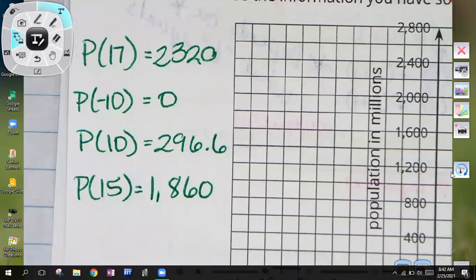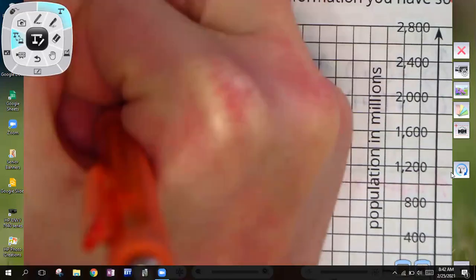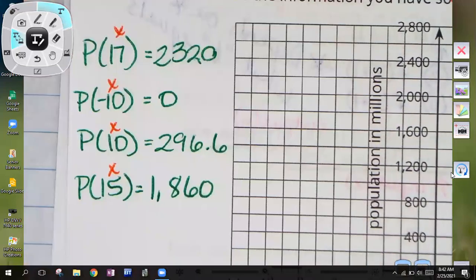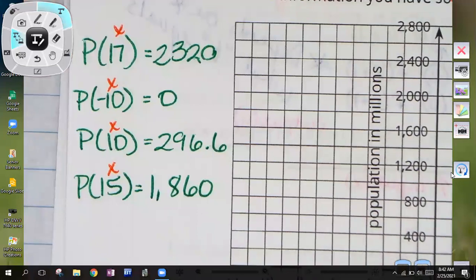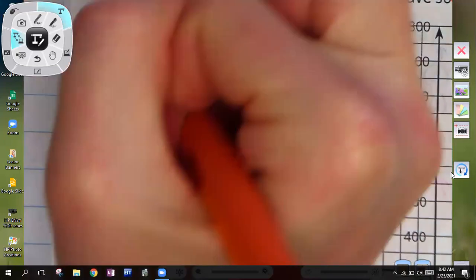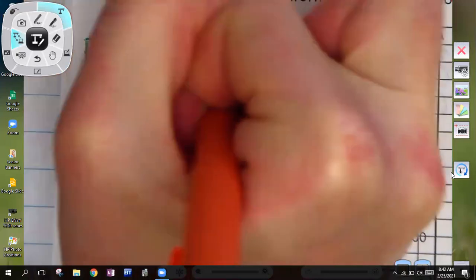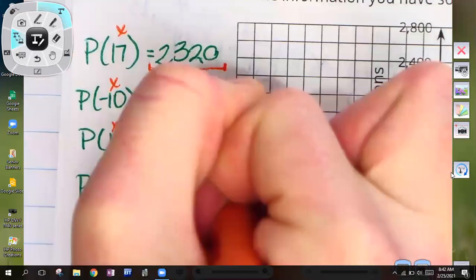Where do we know our X's are in function notation? Input. The input, okay? So all of these values inside of my parentheses are my X values. Okay, so that means that everything they're set equal to is my what? The Y values.